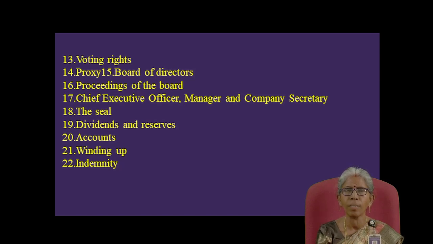Dividend means divisible profit which can be distributed to the shareholders. That is known as dividend. Then winding up. Winding up means it is the last stage of the company. It is the closing stage of the company. Then indemnity. These are the contents of Articles of Association.